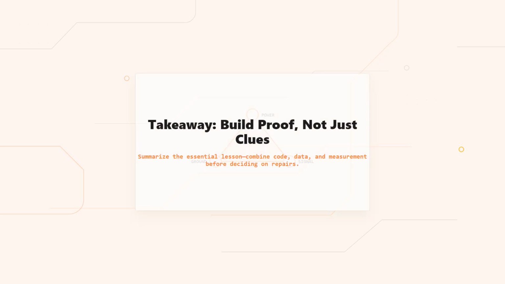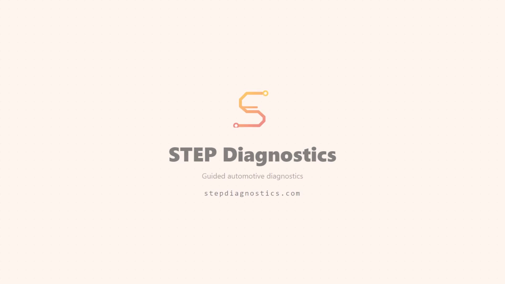Don't let a code name or a single clue direct parts replacement. Always confirm with targeted measurements and signal checks. Building proof using this logical approach prevents wasted parts and finds the real fix. Remember, every great diagnosis is built on confirming evidence. Don't swap parts until you've proved the root cause with data and testing.